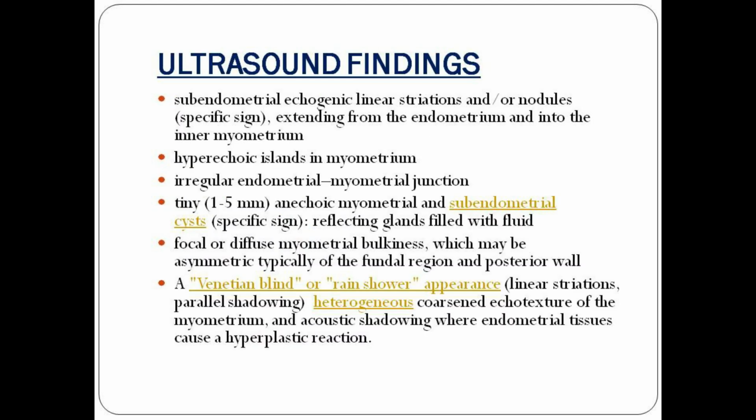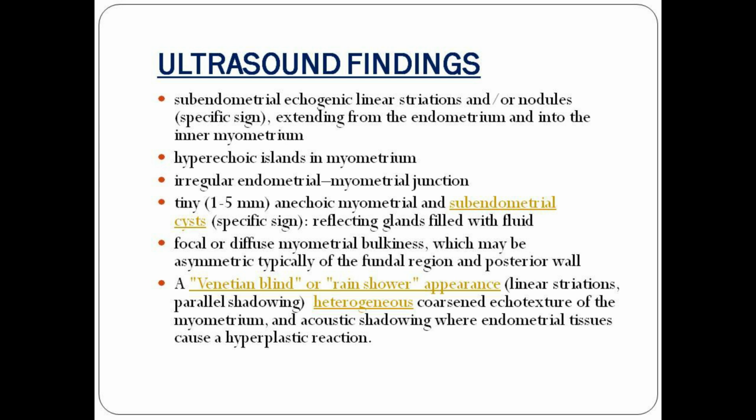Ultrasound findings: the subendometrial echogenic linear striations or nodule. In the subendometrial area, we will see echogenic linear striations extending from the endometrium into the inner myometrium, and this is the most specific sign.